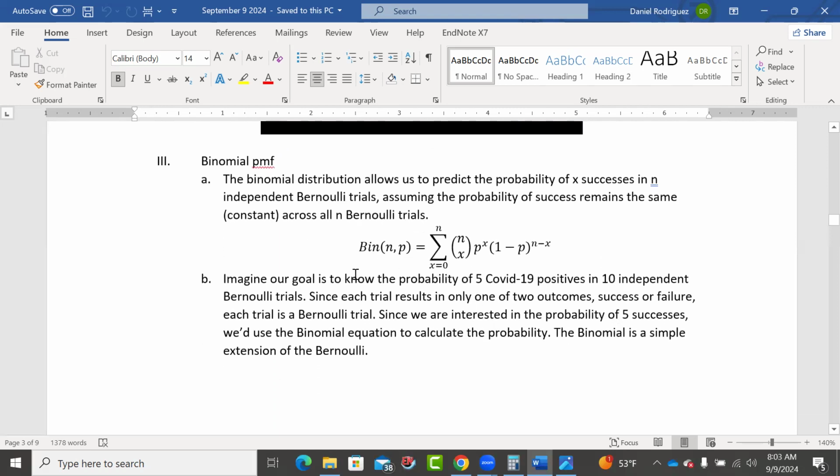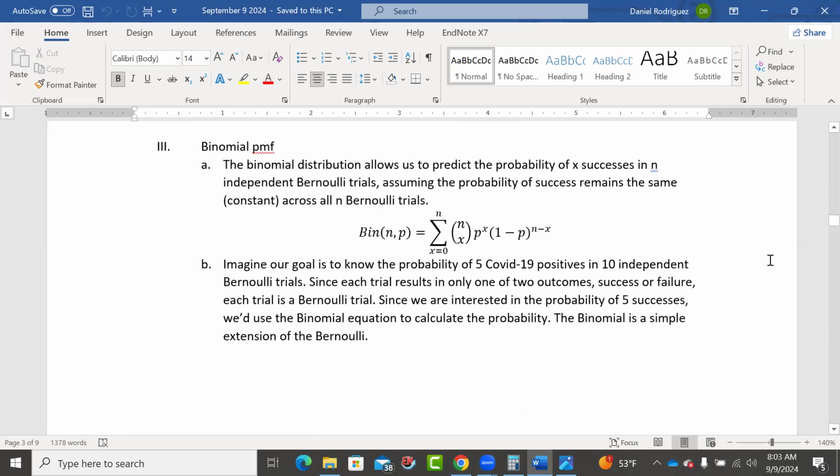All right, let's talk about the binomial. So the binomial distribution allows us to predict the probability of a certain number of successes in a given number n of independent Bernoulli trials. So each one is independent of the other. So again, flip of the coin is a Bernoulli trial. And we assume that the probability of success remains the same, or constant, across all n Bernoulli trials.